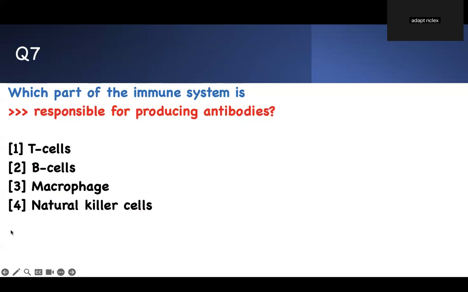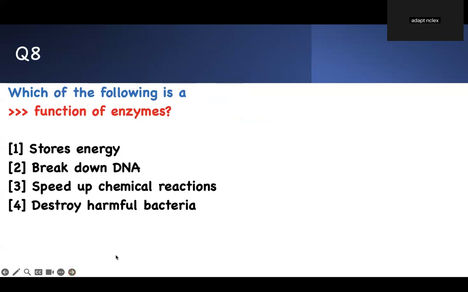I'm showing you strategy to answer questions so that at the same time I'm giving you content. Which of the following is a function of the enzyme? Enzyme is something that speeds up or catalyzes reactions. They don't store energy. They don't have ATP. They don't break down DNA. They are not lysosomes. They speed up the reaction to make it go fast. So an enzymatic reaction catalyzes the reaction. They don't destroy harmful bacteria. The answer is 3, speed up reactions.